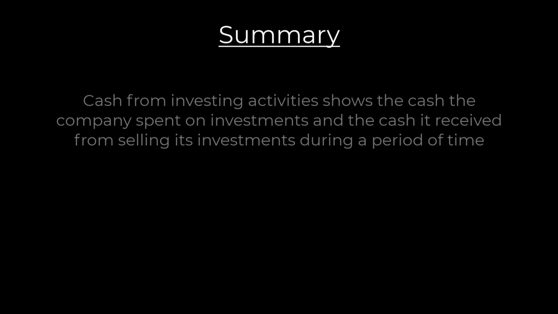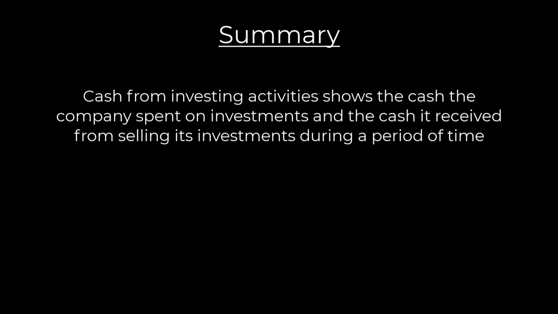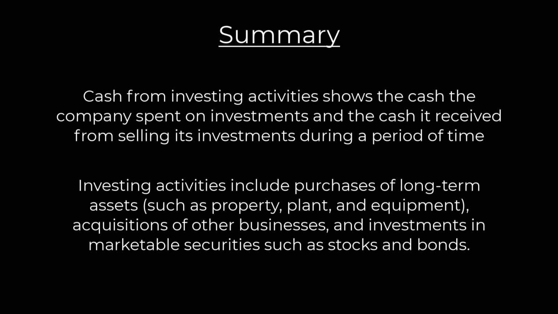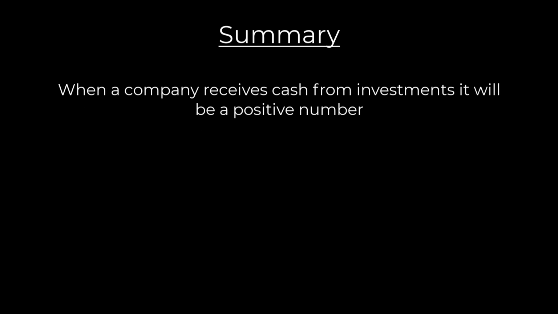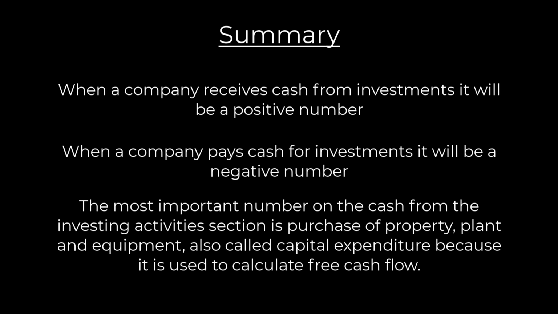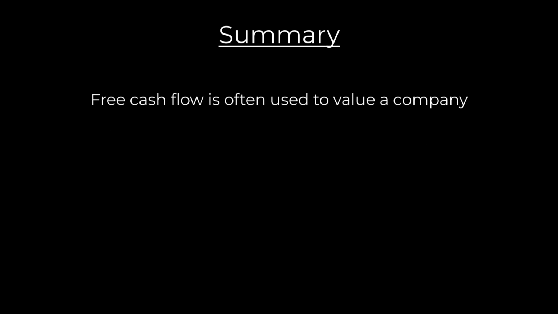Let's summarize. Cash from investing activities shows the cash the company has spent on investments and the cash it received from selling its investments during a period of time. Investing activities include purchases of long-term assets such as property, plant and equipment, acquisitions of other businesses, and investments in marketable securities. When a company receives cash from investments, it will be a positive number. When a company pays cash for investments, it will be a negative number. The most important number on the cash from investing activities section is purchase of property, plant and equipment, also called capital expenditure, because it is used to calculate free cash flow. And free cash flow is often used to value a company.